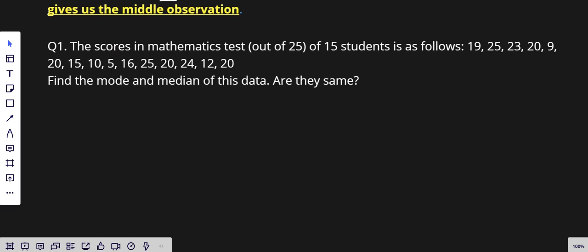You need to calculate the value of mode and median for this data, and then tell whether they are the same or different. First, I'll explain how to solve for mode.